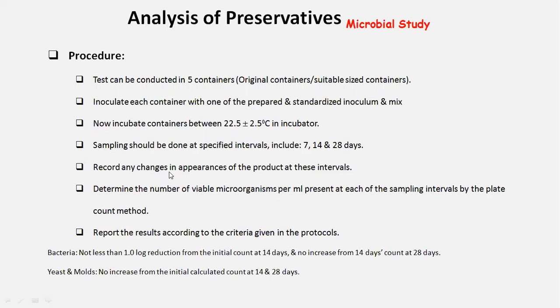Now record any changes in appearance of the product at these intervals. To determine the number of viable microorganisms per ml present at each of the sampling intervals by the plate count method. Now report the results according to the criteria given in the protocols. When it comes to bacteria, not less than 1 log reduction from the initial count at 14 days and no increase from the 14 days count up to 28 days.